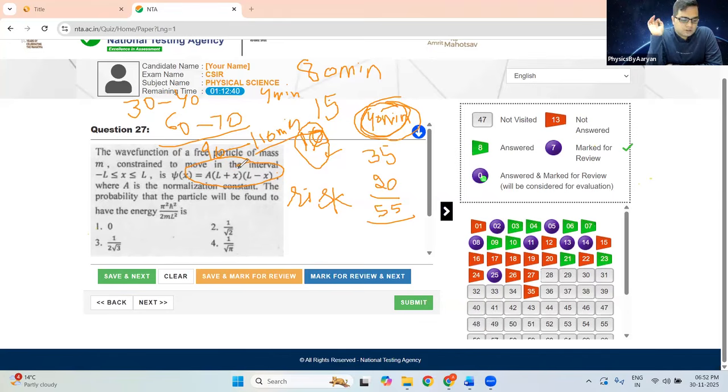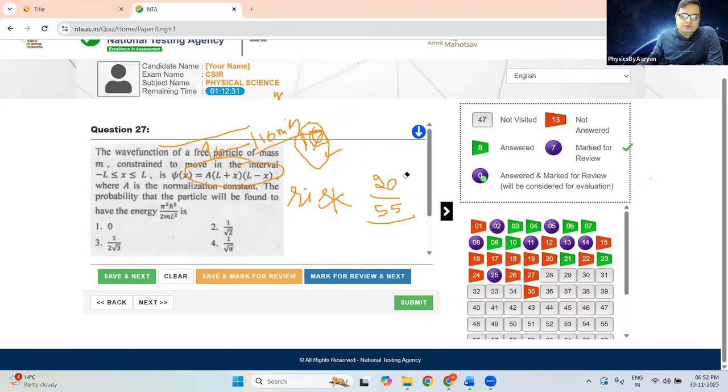Okay. Any question in part A or part B? Any doubt? किसी को any specific doubt, you come and let me know.